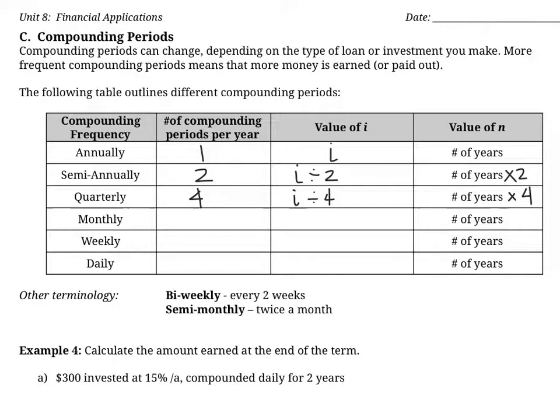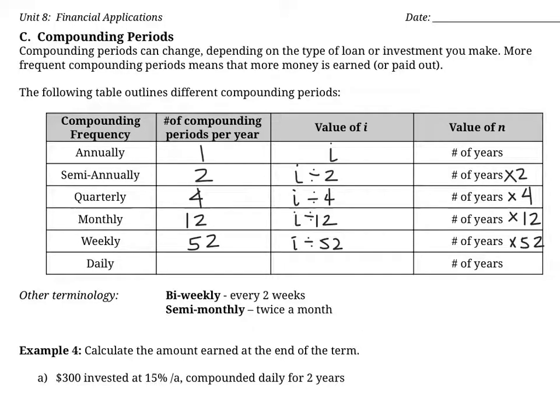Monthly means 12 times per year. We're going to take our interest rate divided by 12, and our N is going to be our number of years times 12. Okay, then we have weekly. Well, there's 52 weeks in a year, so our number of compounding periods per year is 52. We're going to take our interest rate divided by 52. And for the number of years, let's say it's 2, that's going to be times 52 weeks.